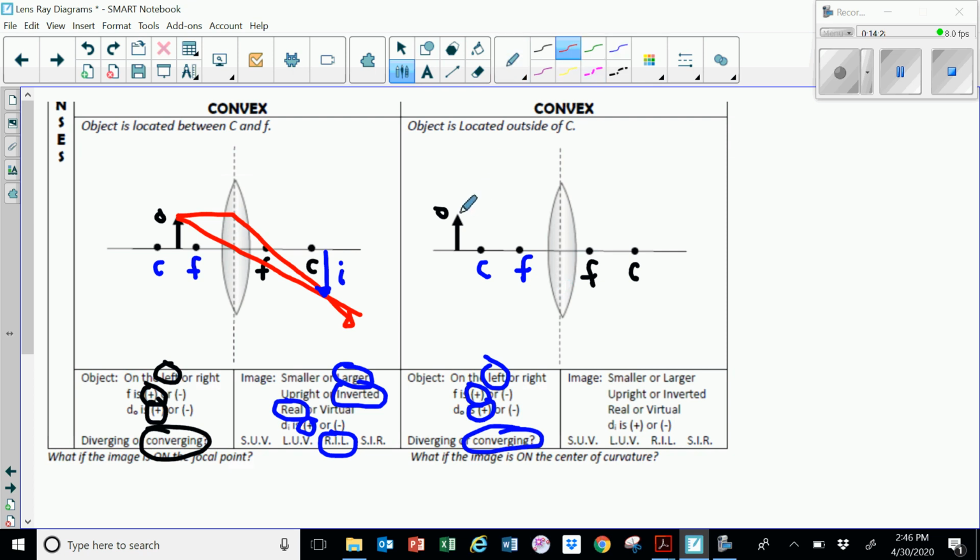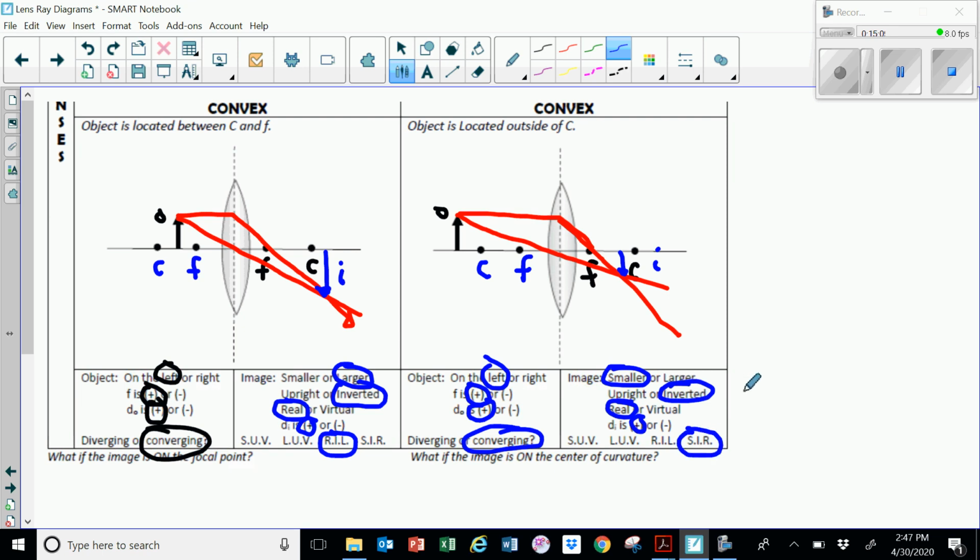So let's draw the last one. I'll draw a line that's parallel to the principal axis and down to the focal point. Whoops, I did that one not very good. There we go. And then I'm going to draw a line right through the vertex, like that. Bam. And here's my image, out here somewhere. I didn't draw this really great, but the image is smaller, it's inverted, and it's real. And DI is going to be positive. This is going to be SIR: smaller, inverted, and real.